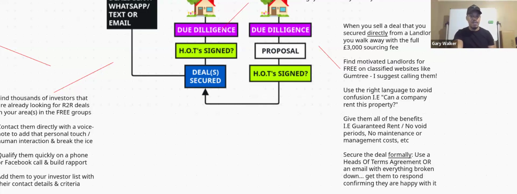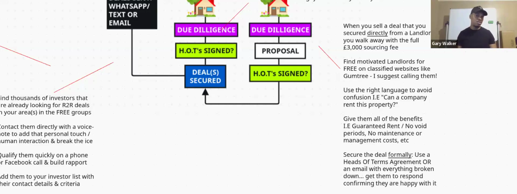So we find the motivated landlords for free, again, on classified websites, like I said, Gumtree, for example. I like to get them on the phone straight away rather than message them. But when you're on the other platforms, you haven't got a choice, so you've got to shoot them a message. But essentially, when I get them on the phone, I'm asking the simplest question that I can to allow them to understand what it is I'm talking about.